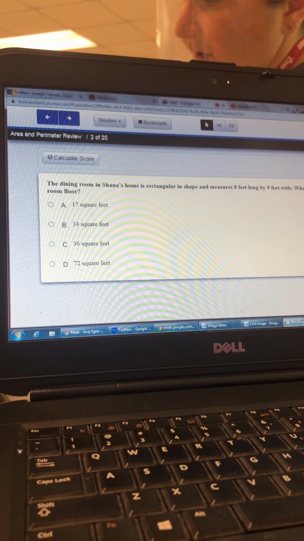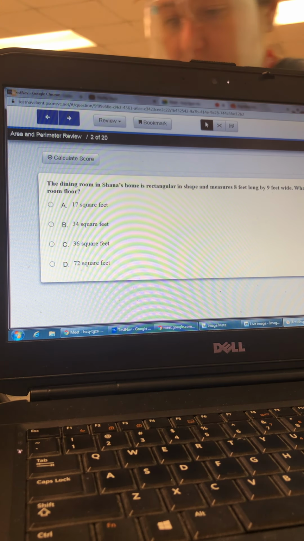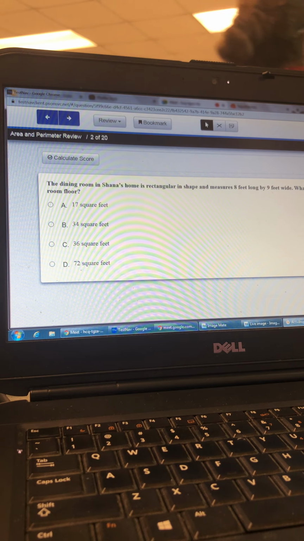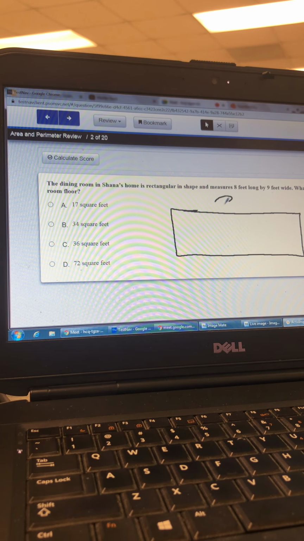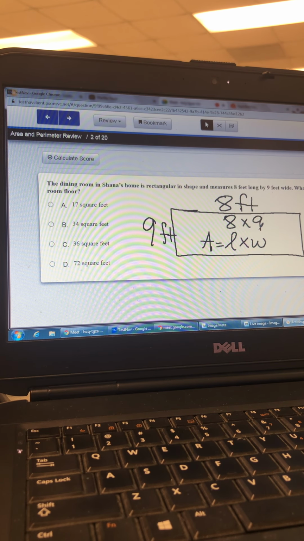All right, give me a sign if you need another second. All right, so we are going to look at this one. It says the dining room in Shanna's house is a rectangular shape. I'm gonna draw me a rectangle. It measures 8 feet long and 9 feet wide. It says, what is the area of the dining room floor? So area equals length times width. So that would be 8 times 9. And 8 times 9 is what? 72.